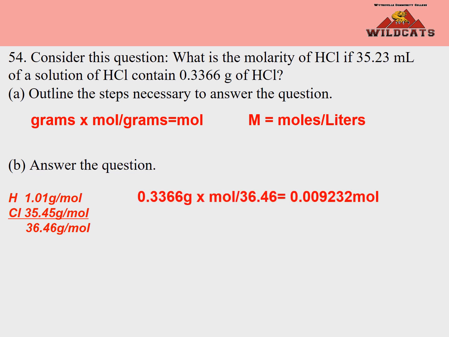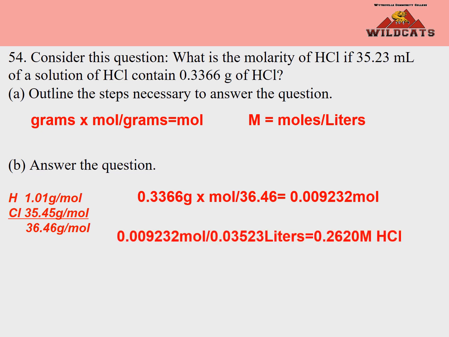So I'm going to take the 0.3366 grams of HCl and convert it to moles of HCl. Got to remember to change that 35.23 milliliters into liters. Be careful, it's 0.03523, not 0.3523. Sometimes we write it down correctly and then type it incorrectly into our calculator, and you should end up with 0.2620 molar HCl solution.